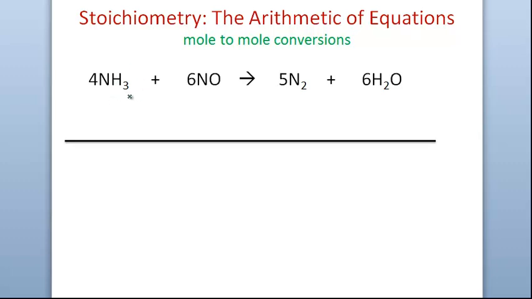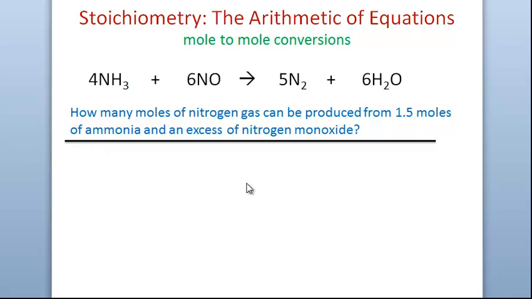So, for the first question, the question is asking how many moles of nitrogen gas, this stuff, can we produce if we start with 1.5 moles of ammonia and we have an excess of nitrogen monoxide. Okay, so this is something we'll do in class. Let me do that a little bit neater.